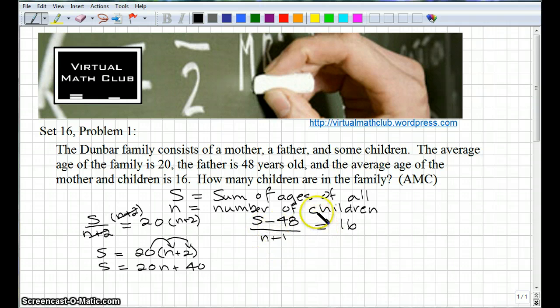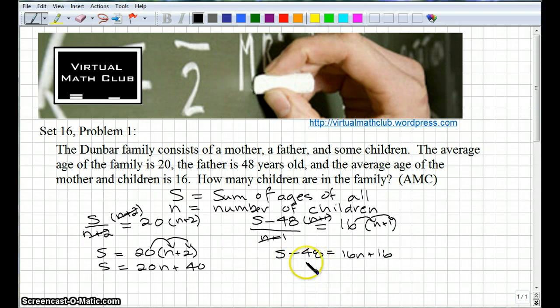Let's go to this one. I'm going to get the n plus 1 off the bottom. So I'm going to multiply both sides by n plus 1. Alright, then the n plus 1 over the n plus 1 cancels. That just is 1. So I get s minus 48 is equal to, and I'm going to just go ahead and distribute here, 16n plus 16, right?